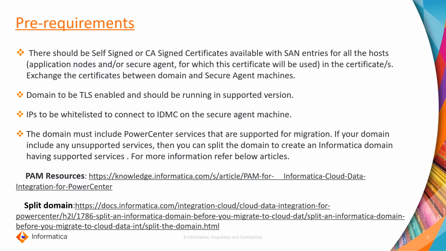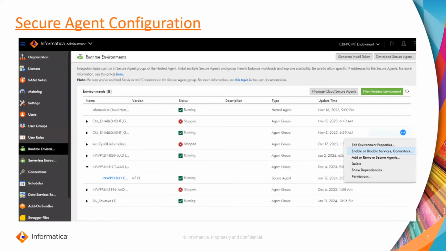If your domain includes any services which are not supported by CDI-PC, then you can split the domain to create another Informatica domain having supported services. For more information, you can check the KB article for PAM resources, or you can check the Informatica document for split domain. Now let's see what are the security and configuration.